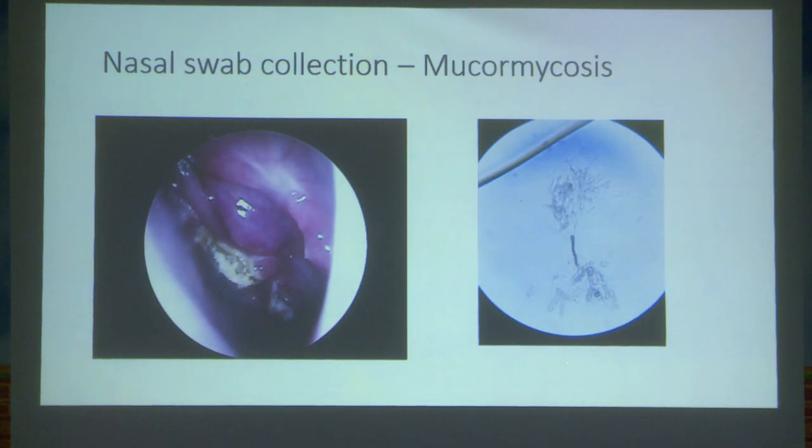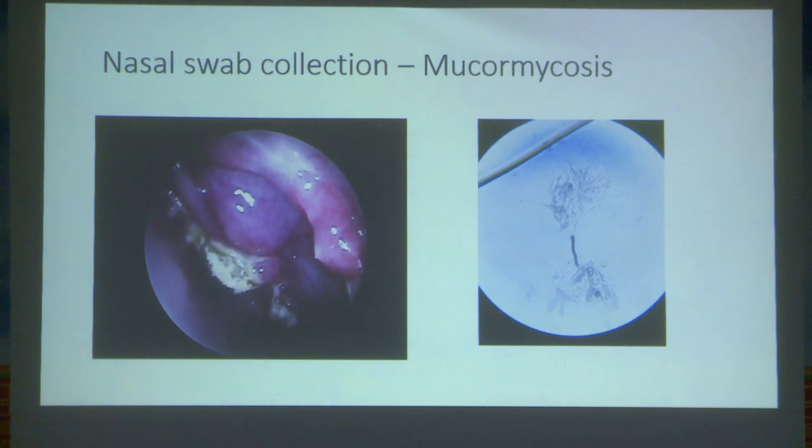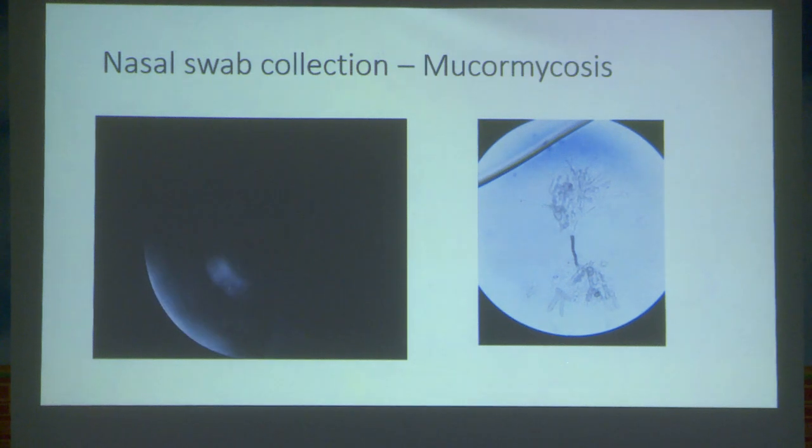Similarly, during the recent mucor crisis that our country faced, in a standalone eye hospital like mine, the only solution we could give was referring the patient to a multi-specialty setup. But a view with the endoscope sometimes gave us the first clue in the diagnosis of mucormycosis, where the patients were sometimes RT-PCR negative with very minimal symptoms. This was the typical feathery appearance. Just taking a swab and mounting it on a KOH mount revealed the fungus.